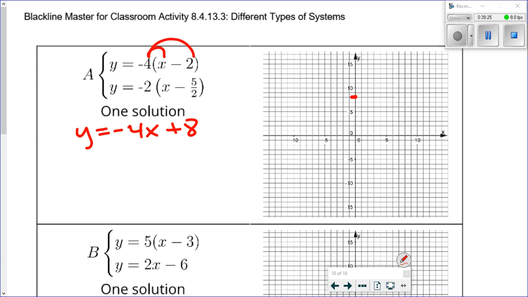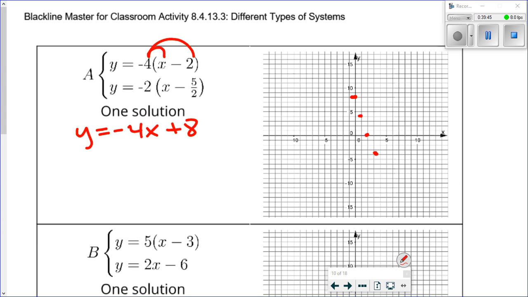From there, my slope tells me to go down 4 over 1. So I'm going to go down 1, 2, 3, 4 lines over 1, and continue that pattern: down 1, 2, 3, 4 lines over 1. Down 1, 2, 3, 4 lines over 1. Okay, grab your straight edge.